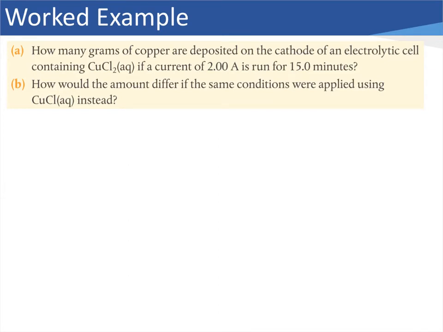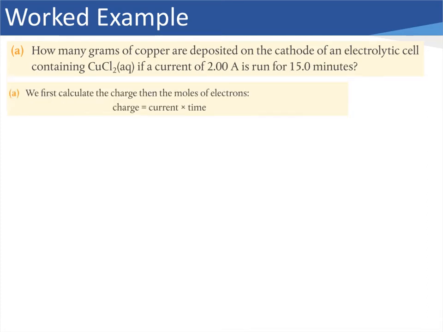So let's try it. How many grams of copper are deposited on the cathode of an electrolytic cell containing copper chloride if a current of 2 amps is run for 15 minutes? And then we'll come back to question B. First, we calculate the charge, then the moles of electrons. So charge equals current times time. Time needs to be in seconds. So I have the amperage, which is the current, times the time in seconds. I get 1,800 coulombs.